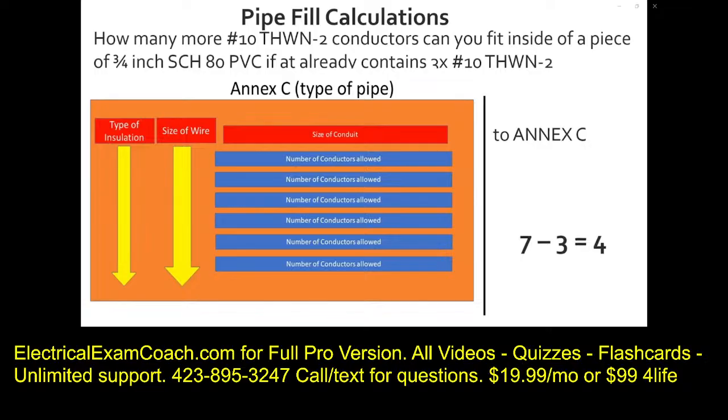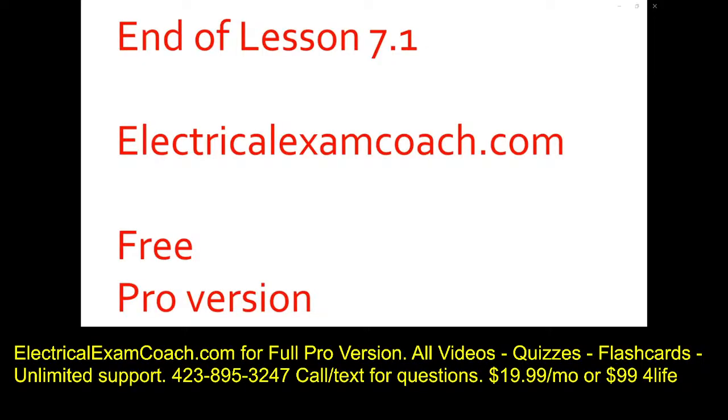We have to minus the 3 conductors that we already have, and that's going to let us know that we can put 4 more. All right, y'all, that's the end of lesson 7.1.